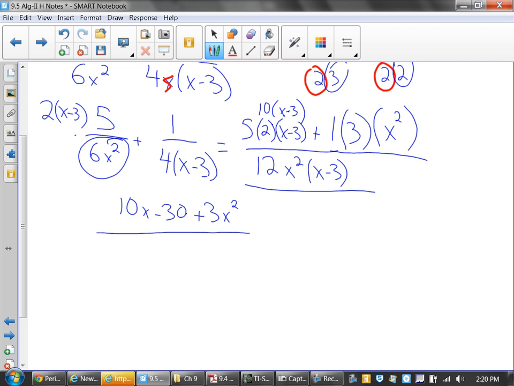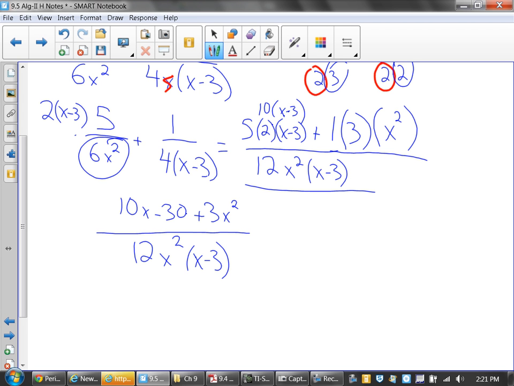So now your denominator is 12x squared times x minus 3. Now, if you look at that numerator, isn't that the same thing as saying 3x squared plus 10x minus 30? Is there anything they have in common? No, I can't do anything there. What would 3 times negative 30 be? Is there anything you can think of that is multiplied to get negative 90 that will add to positive 10? Not off the top of my head. I'm going to say you're done. And you're done.